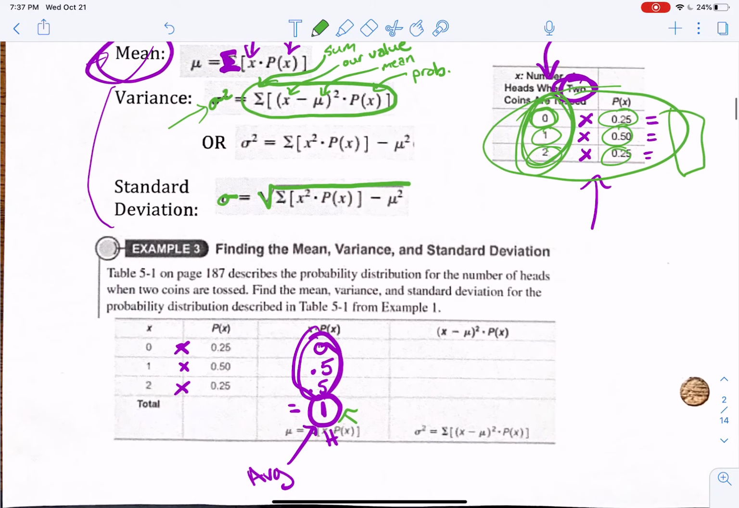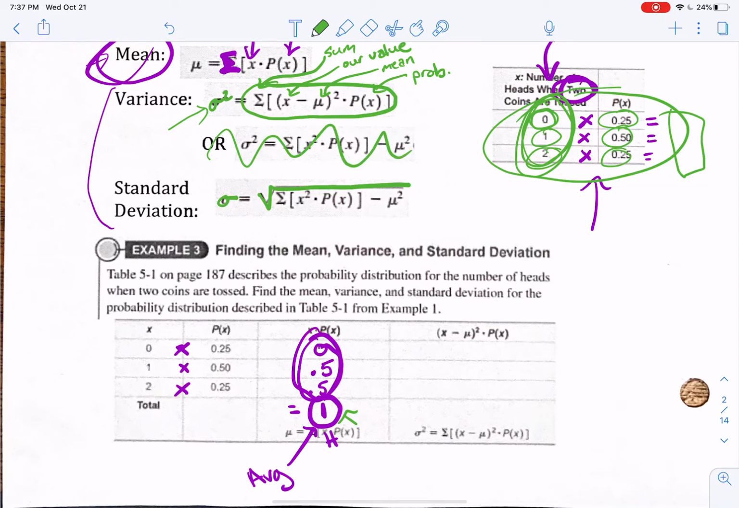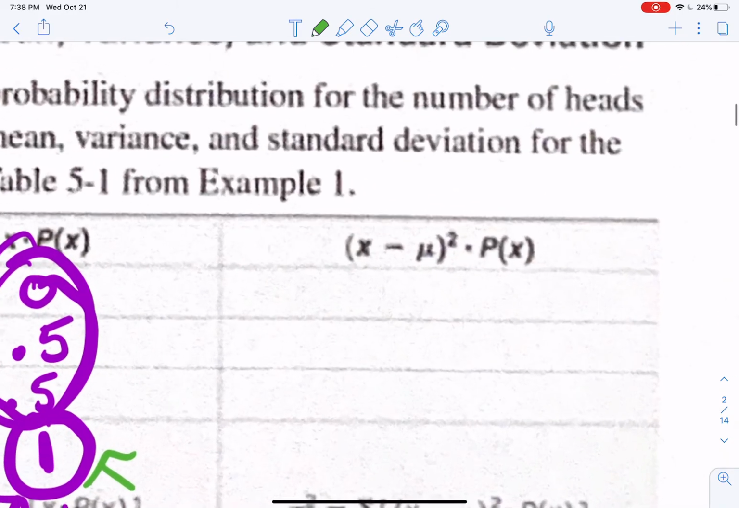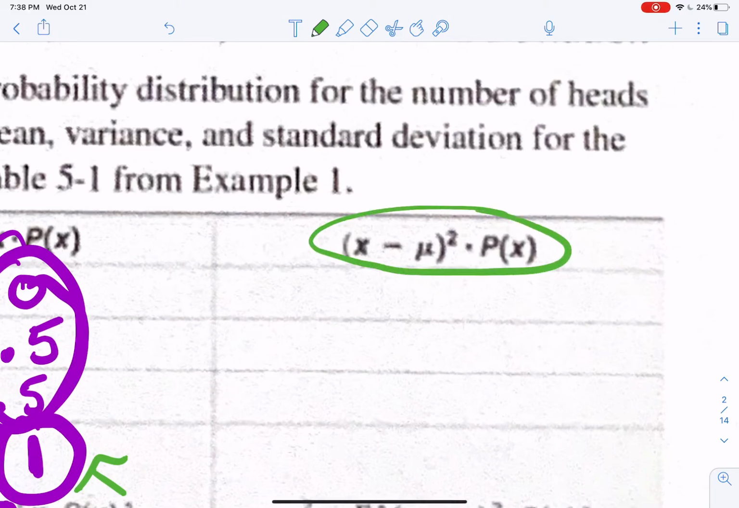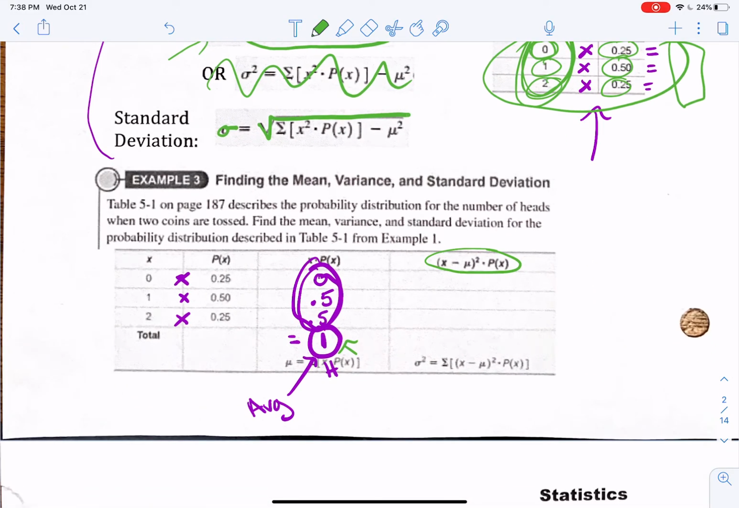They're going to have us use that same formula. There's another formula we could use, but we're not going to mess with that one right now. We're just going to do this one since that's the heading of this column. So, (X minus mu) squared times the probability of X. Our first X is 0. So I take 0 minus mu, which is 1 every single time because that's what we found here. 0 minus 1 squared times the probability 0.25. 0 minus 1 is negative 1, squared is 1, and 1 times 0.25 is just 0.25.